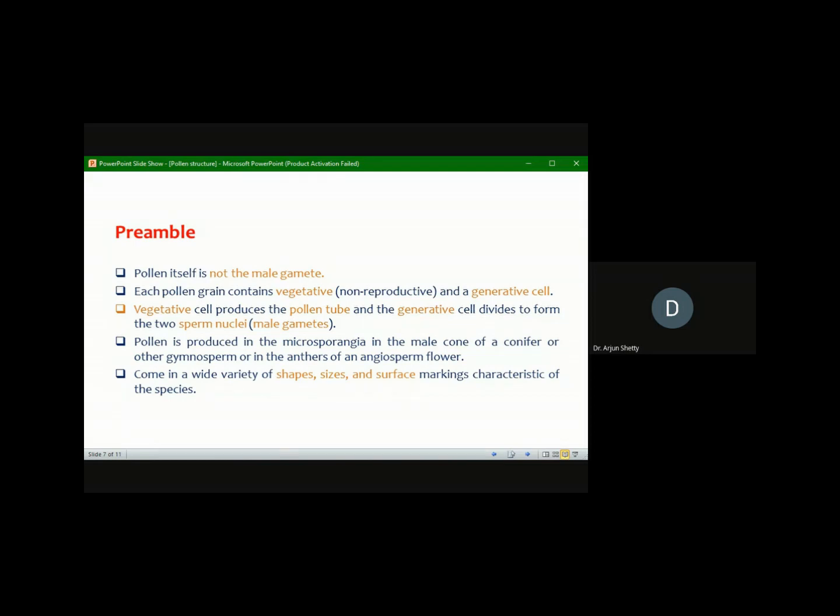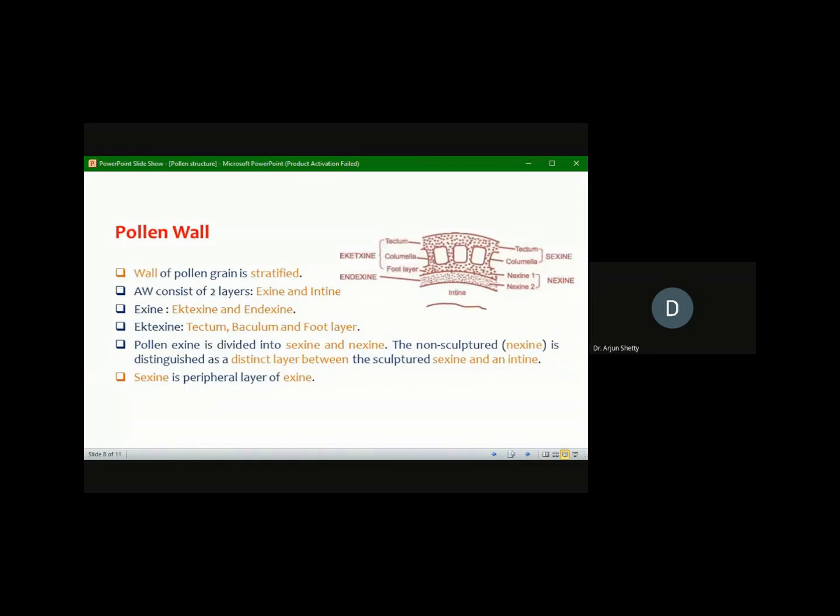And that is the more important, significant marking characteristic of a pollen. Now coming to the pollen wall. We already know that the pollen wall broadly contains two layers, an outer one and an inner one. The outer one is the exine layer and the inner one is the intine layer. So till now what we know about the pollen wall is exine as well as intine.